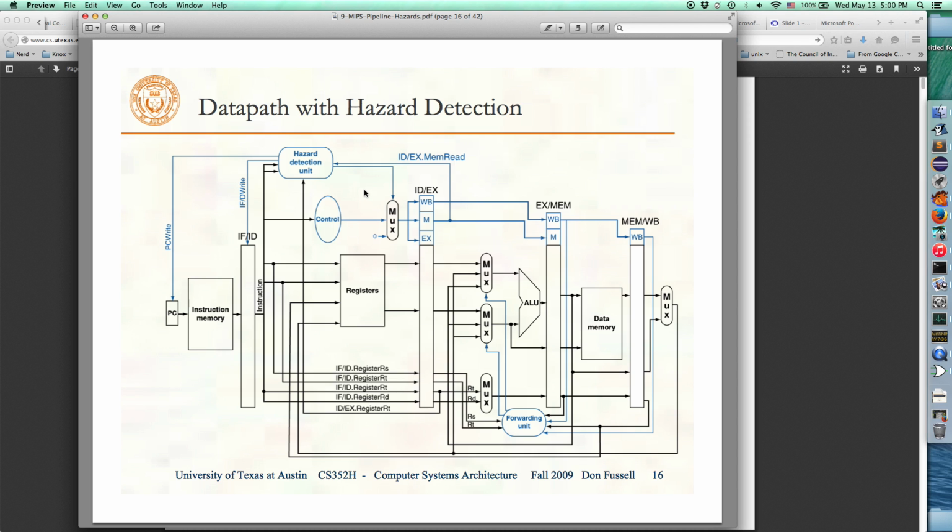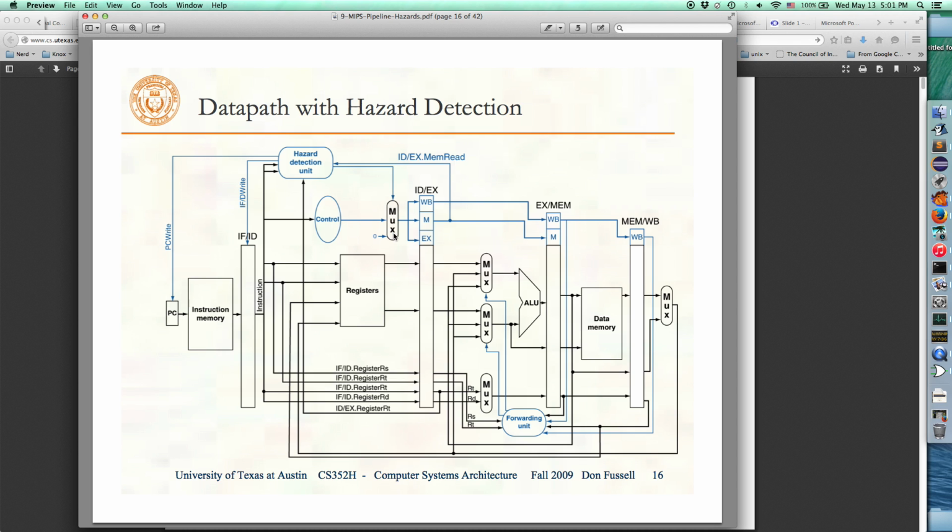Well, how do we stall the pipeline? That's pretty easy. We tell this bank of registers here, guess what? Don't write this cycle. What that means is whatever instruction we loaded, don't load the next one, just reload that same instruction. We're also going to tell the program counter, for this cycle, don't write PC plus 4. What that means is just reload the next instruction we were at.